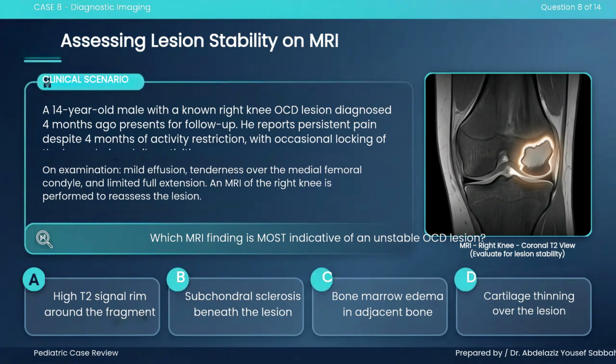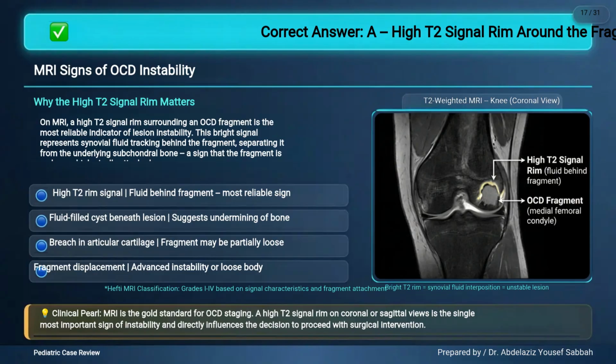Which magnetic resonance imaging finding is most indicative of an unstable osteochondritis dissecans lesion? Option A. High T2 signal rim around the fragment. Option B. Subchondral sclerosis beneath the lesion. Option C. Bone marrow edema in adjacent bone. Option D. Cartilage thinning over the lesion. The correct answer is Option A. High T2 signal rim around the fragment.